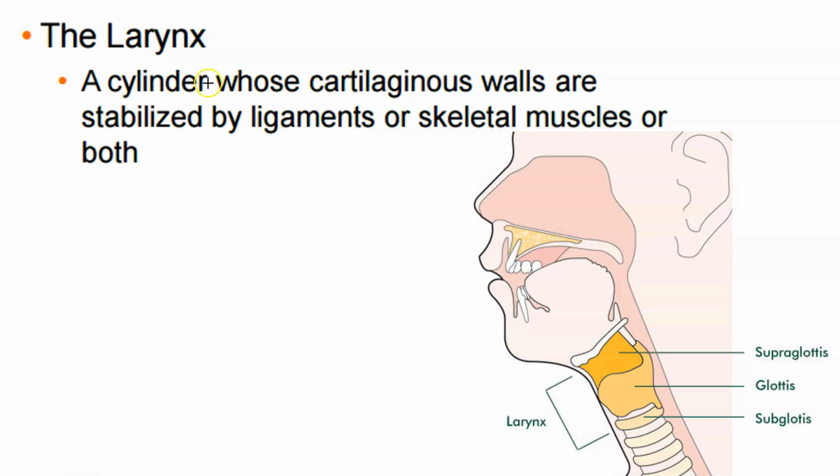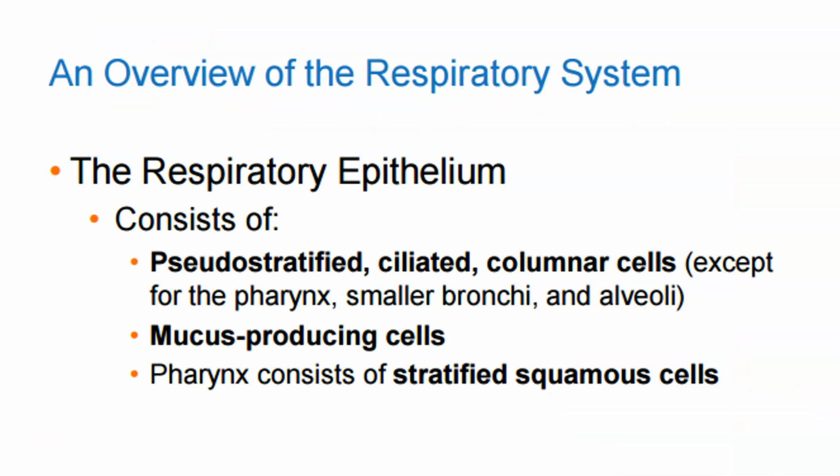It's fun and stressful, but the larynx is a cylinder whose cartilaginous walls are stabilized by ligaments. So there's cartilage here, the larynx, and this is where your thyroid cartilage, your Adam's apple, comes into play, right there. That's where the larynx is, okay? And so the respiratory system has many different epithelial cells, pseudostratified, ciliated, columnar, but I'm not going to discuss that in this video.